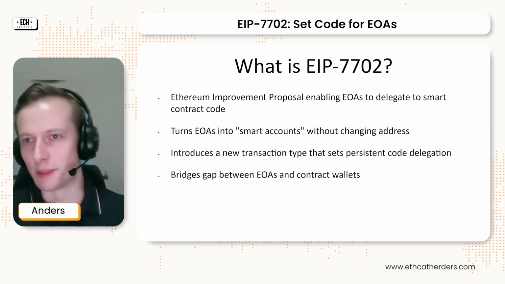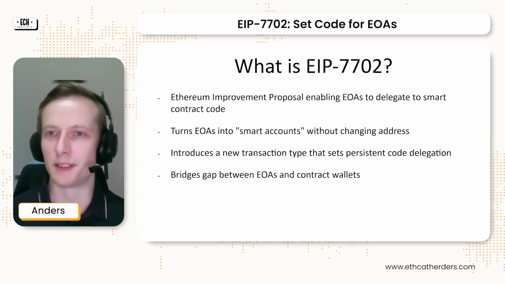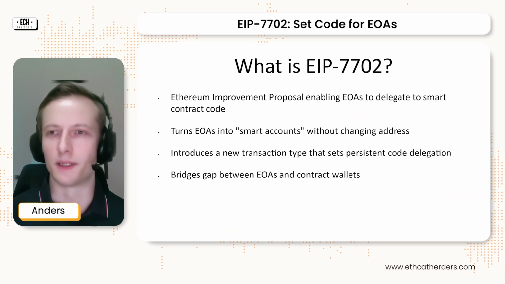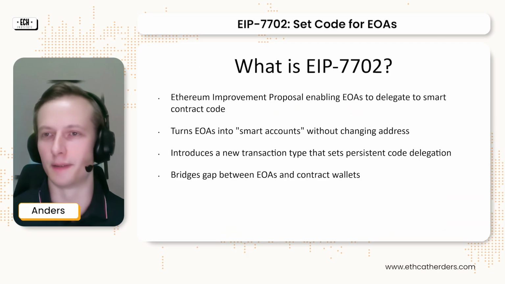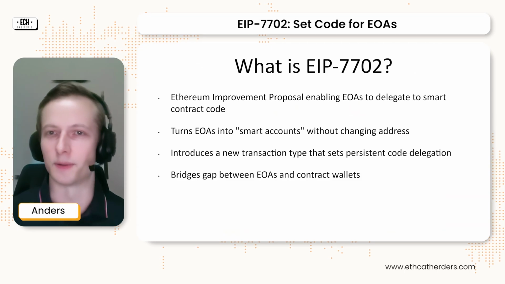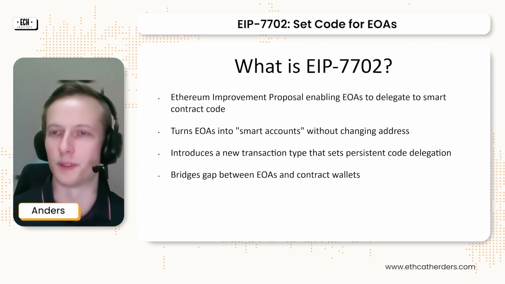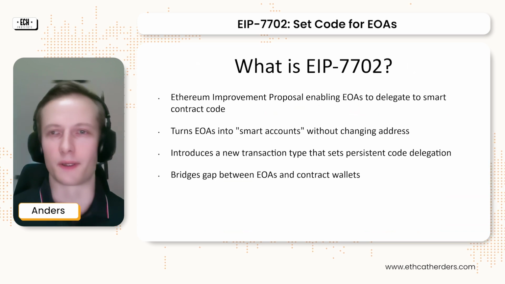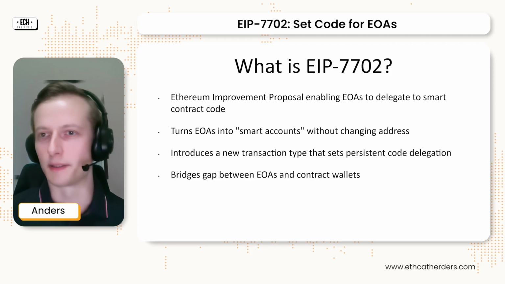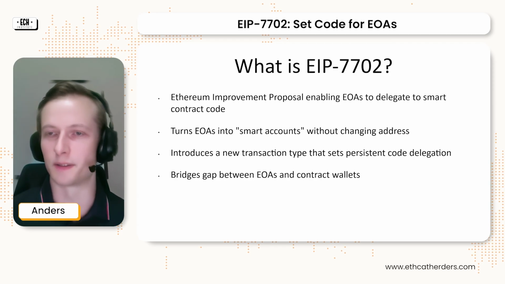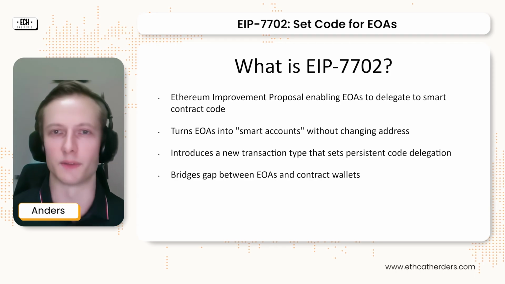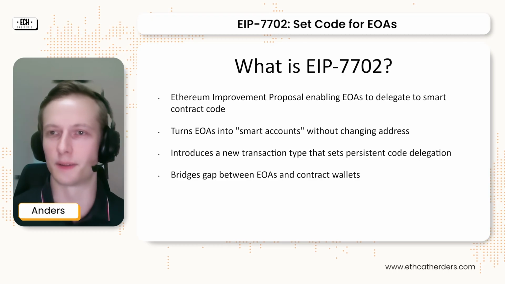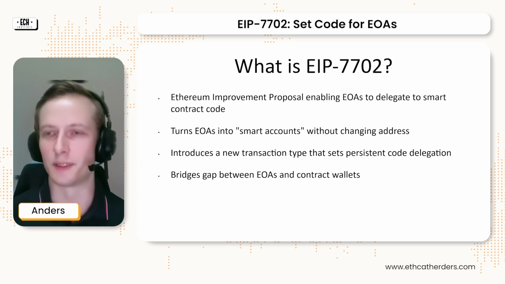So what is 7702? It's basically what we're going to do is we're going to introduce a way that you can upgrade your EOA, which is, for those who don't know, what you use in your wallet, the thing that you sign transactions with, that's an EOA. Contrary to a smart contract, which doesn't have any signing rights. But with 7702, now you can basically upgrade your EOA account to a smart contract, which gives you some really nice benefits.